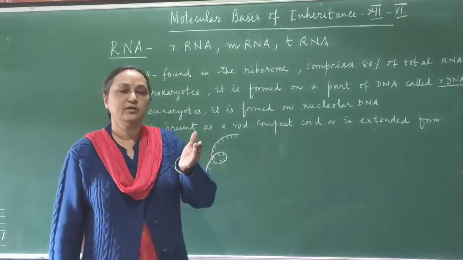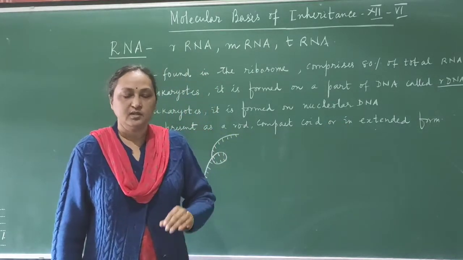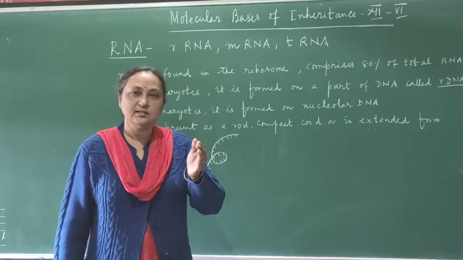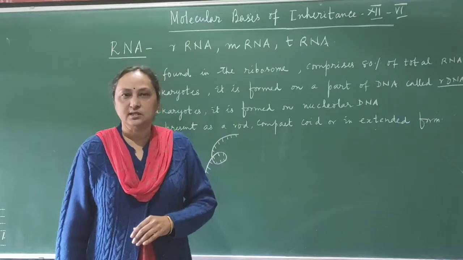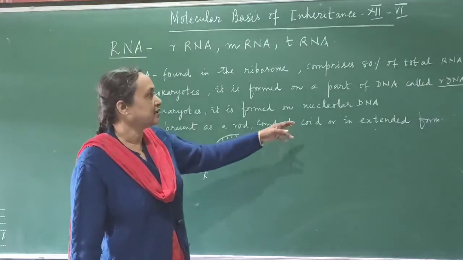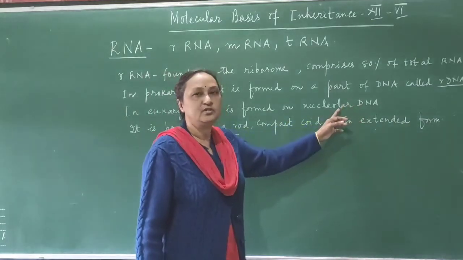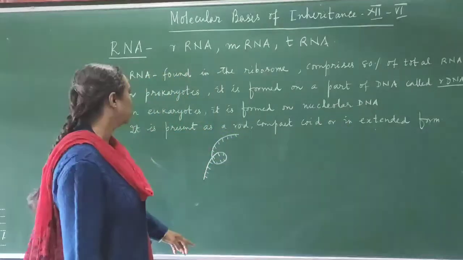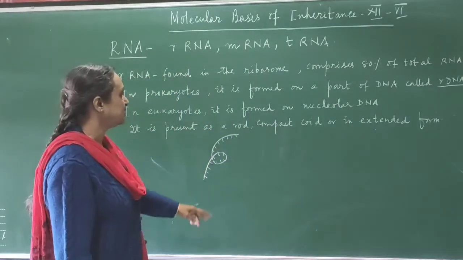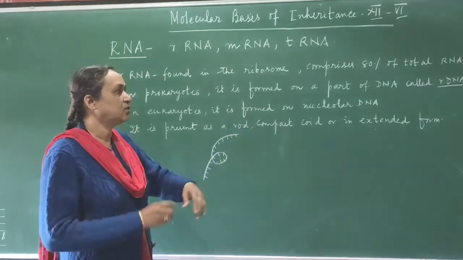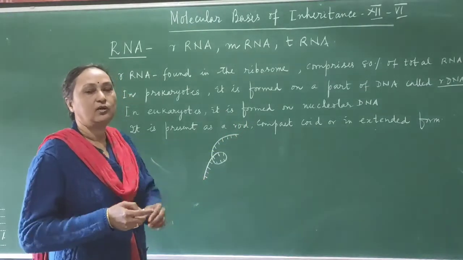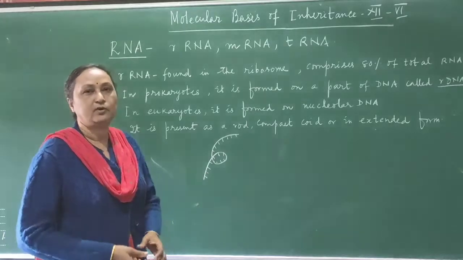There is difference between nucleus and the nucleolus. Nucleolus is located inside the nucleus, and inside the nucleolus the DNA is also present. So in case of the eukaryote, it is formed on the DNA which is present in the nucleolus. Okay. So either it is present in the form of the straight rod, or you can see the coiling, or in the form of the extended form.